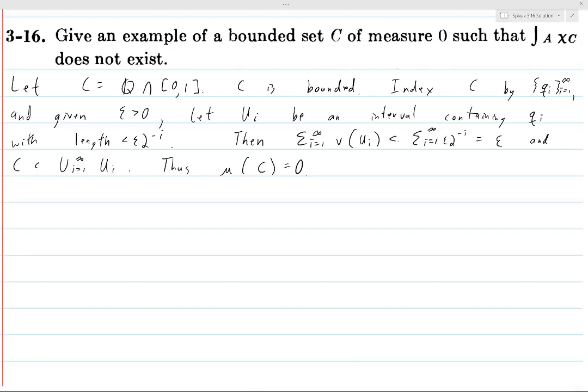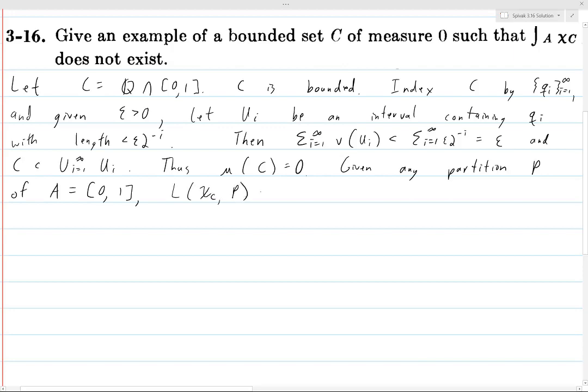Okay, now we need the integral to not exist. Given any partition P of the integral over A, let's just call A the interval from 0 to 1. I guess they want you to choose that. So if you've got a partition of this, what is going to be the lower sum of chi c given P?